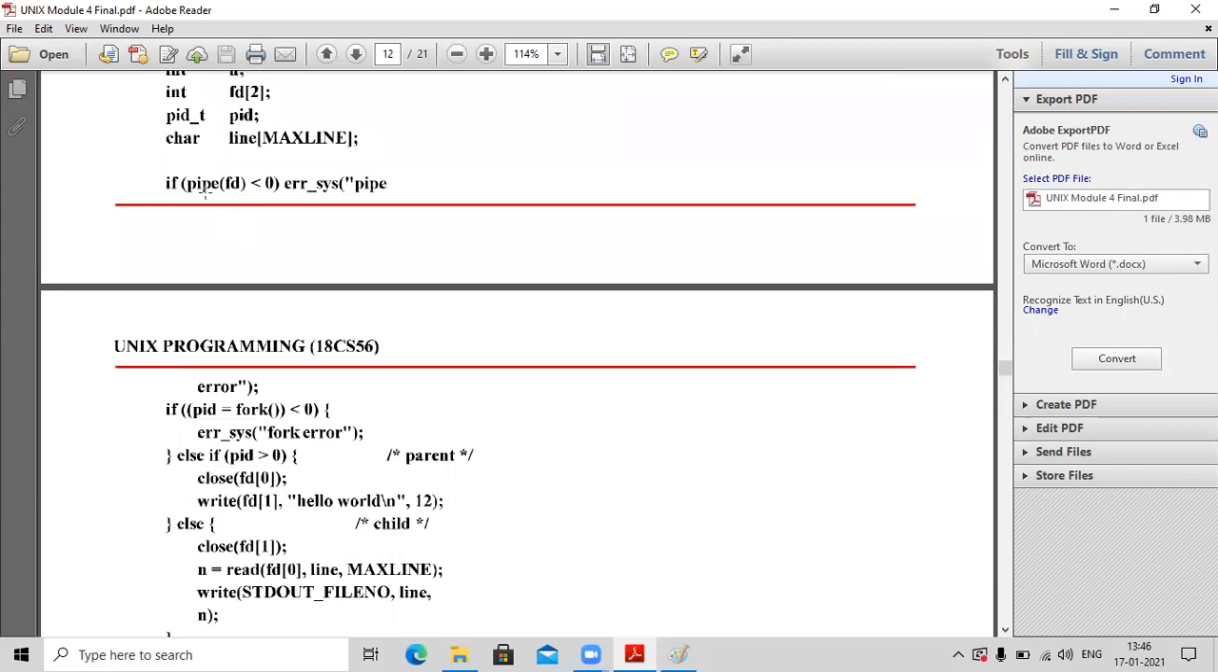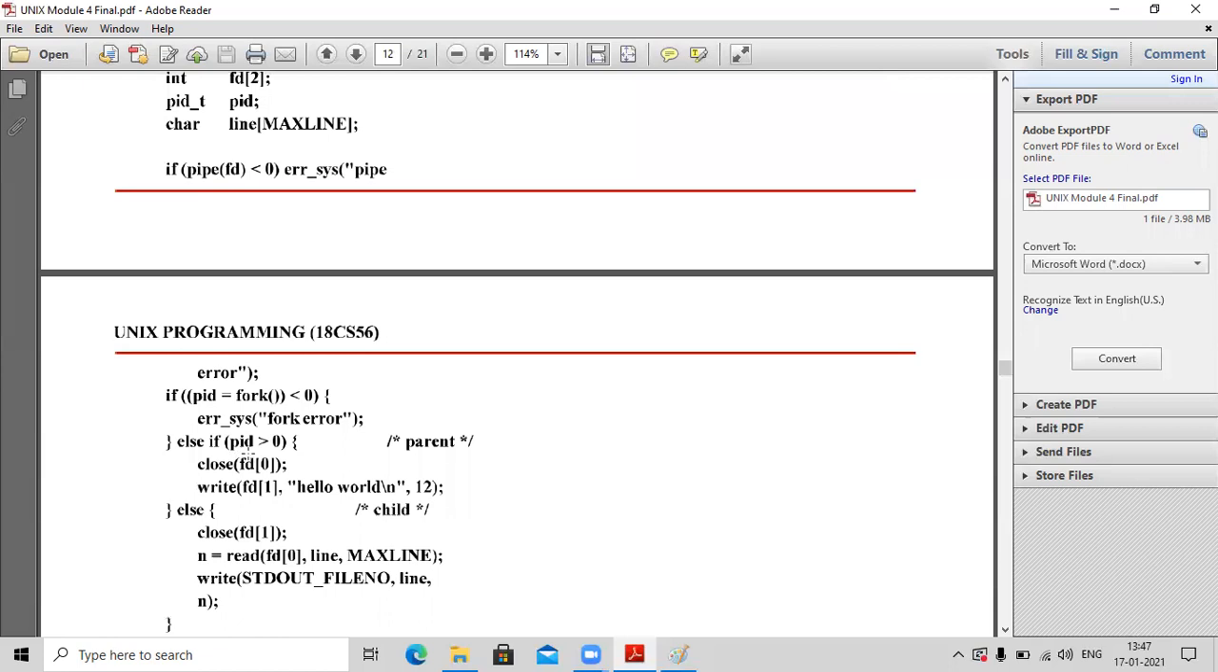As you can see, you are calling this particular function. If it is less than 0, then it is a pipe error; you cannot create a pipe. If there is no error, then the pipe has been successfully created. Once the pipe has been successfully created, you need to create a child, so you will call the fork system call. If it is less than 0, then it is a fork error, and the child has not been created successfully.